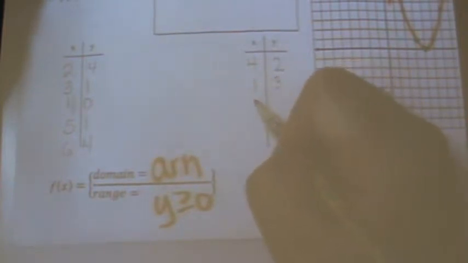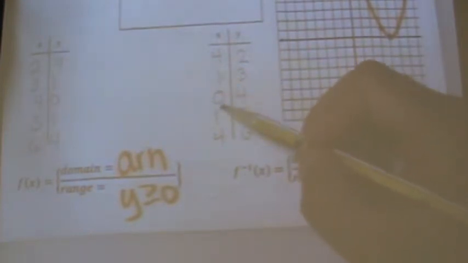So now let's flip these points. (2, 4) gets flipped. (1, 3), (0, 4), (1, 5), and (4, 6). Now, why is this not a function? Why is this inverse not a function? The x value repeats, correct?